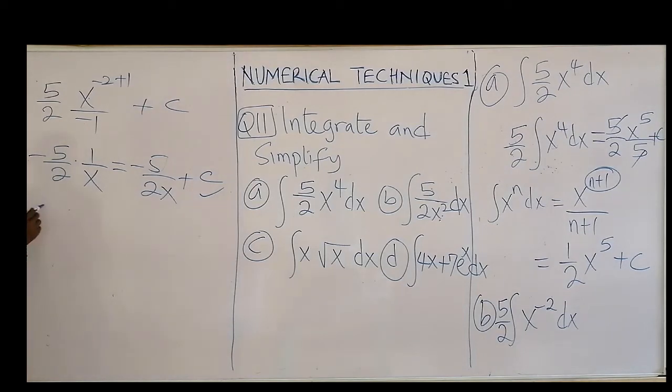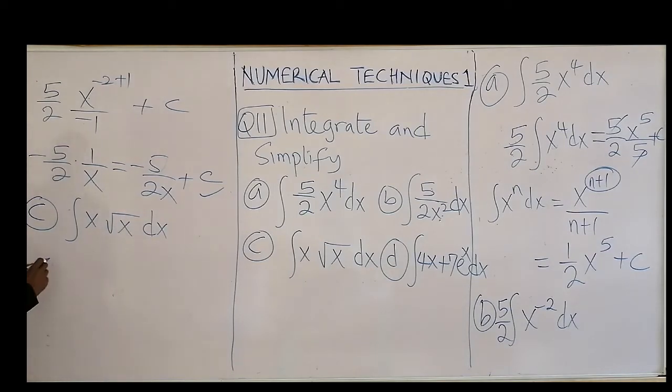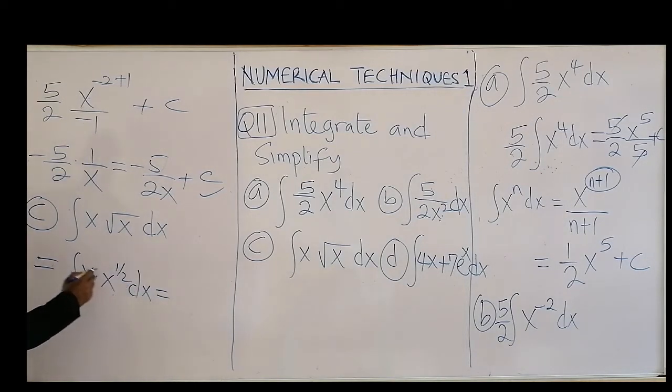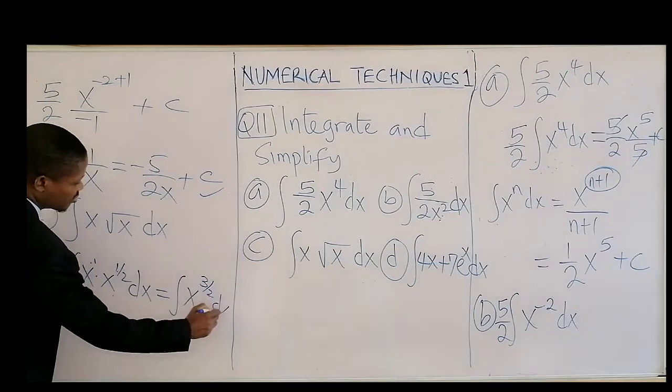Then the c part, we have the integral of this times this. Let's do the algebra first, which will be equal to this one. Remove the radical, remove the square root, and that will be times x to the power half dx. This x is having power of 1, and that will be 1 plus half. There is 1 here. So that will be 1 plus half, and that will be the integral of x^(3/2) dx.